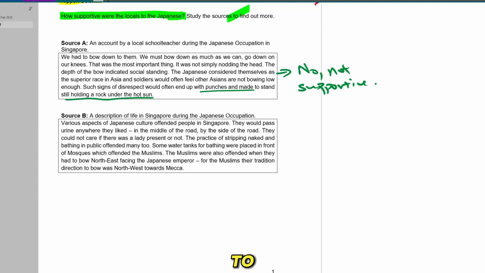When you bow, it's not enough just to bow, you must bow until your head touches the ground. Your forehead must touch the ground. That's how low you must bow. Because the lower you bow, the more respect you show. So if you never bow low enough, the Japanese will think that you are showing disrespect. So you must kneel down on the ground, and then you make sure your forehead touches the floor. That's how you bow down to the Japanese. And if you don't do that, you get punched, made to stand in the sun, hold the rock, and all that. So obviously, the person who wrote this is not very happy with the Japanese. All right? Okay, understand, students?